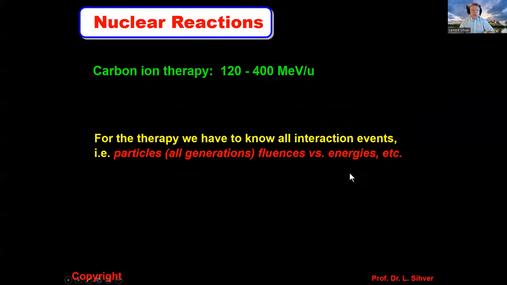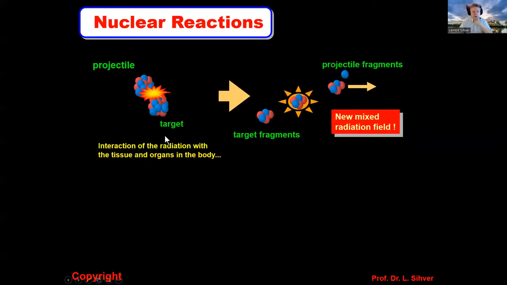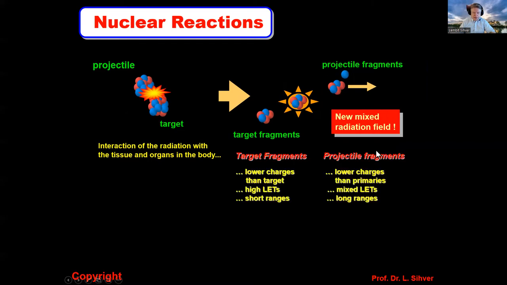I mentioned for protons, you have target fragmentation, but in carbon ion therapy, you have 6 protons, 6 neutrons, so the projectile is also fragmented. Carbon ion therapy is around 120 to 400 MeV per nucleon. And for the therapy, we have to know all interaction events. That means all particles, all generations, fluences, versus energies, et cetera. Because the projectile, the carbon, hits the target, and you have interaction with the tissue and organs in the body. You create target fragments and projectile fragments, so you get a new mixed radiation field inside your body.